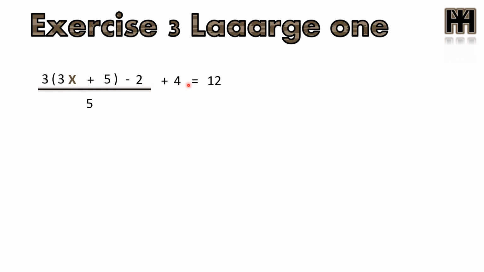This is the addition here. We have plus 4, so start with it and send it to the other side. We have 12 minus 4, which is 8. Then division and multiplication. This whole thing here is divided by 5. You can send it to the other side as multiplication. So you have 8 times 5 is 40.